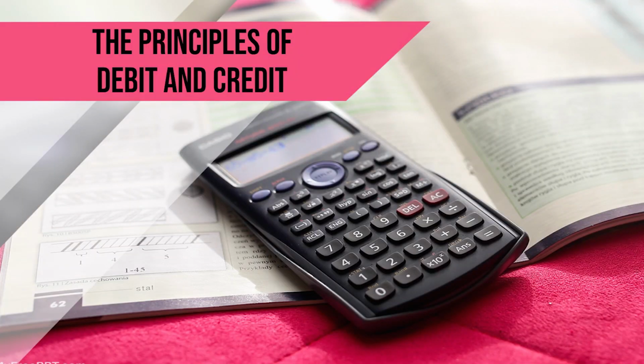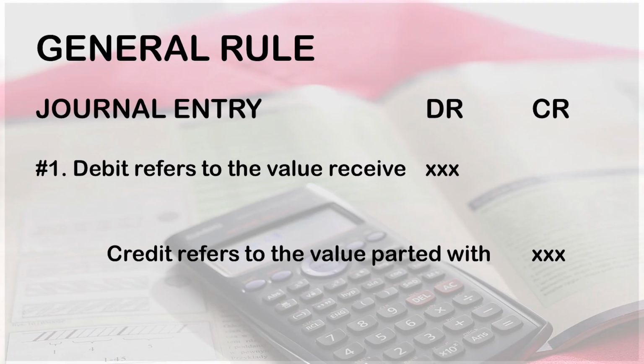Let's have now the general rule on debit and credit. Debit refers to the value received. Take note, debit refers to the value or amount received, while credit refers to the value or amount parted with or given up. Therefore, if you receive an amount, the amount or the value that you receive should be debited, and the corresponding amount in consideration of what you have received should be credited because that is an amount parted with or given up.